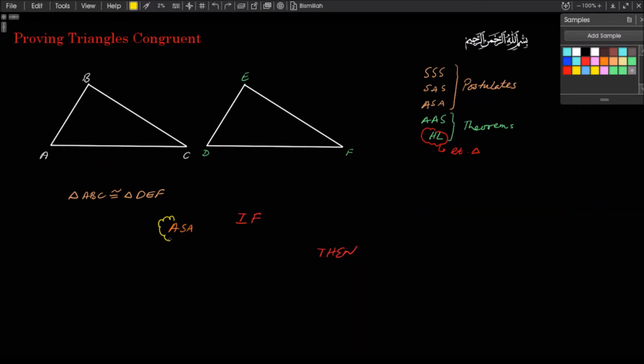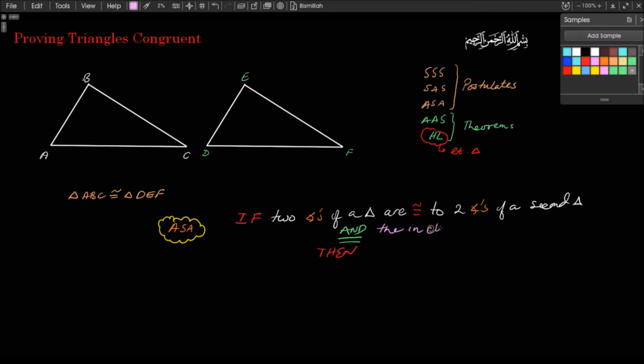Now to the angle, side, angle triangle congruence postulate. This postulate states that if two angles of a triangle are congruent to two angles of a second triangle, and the included side is congruent, then the triangles are congruent. Here we have two angles: angle, side, angle. Previously we had the angle that was between two sides. Here we have the side between two angles.